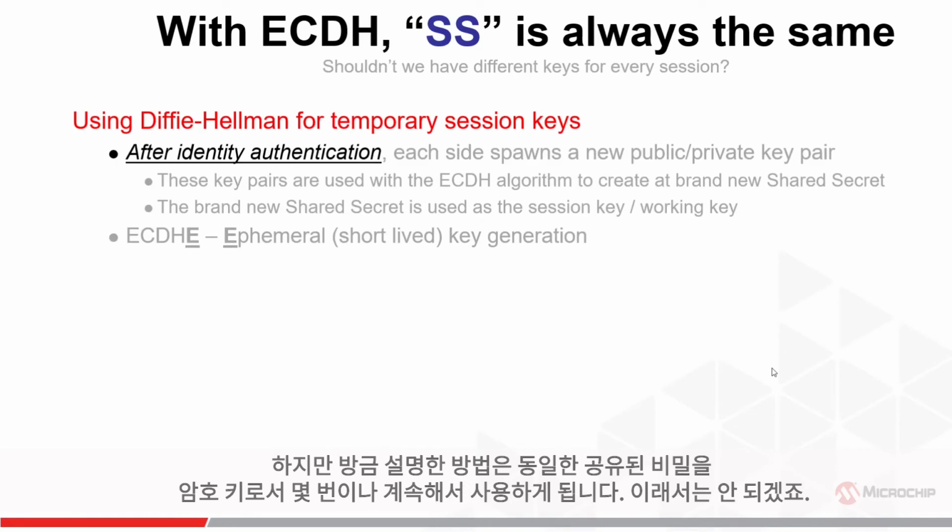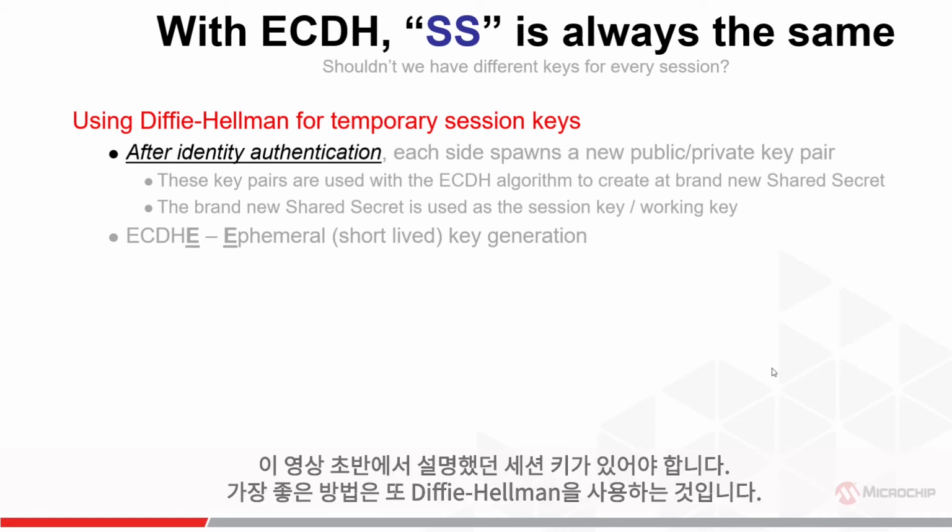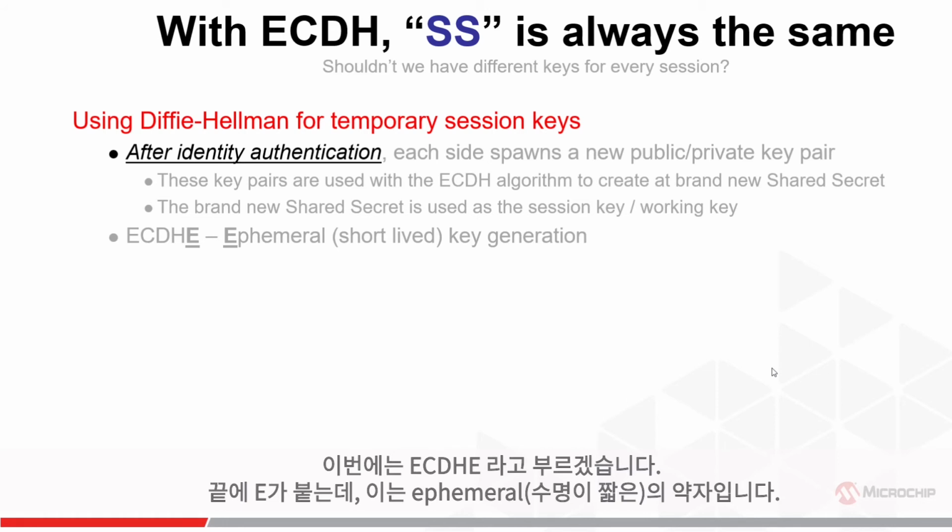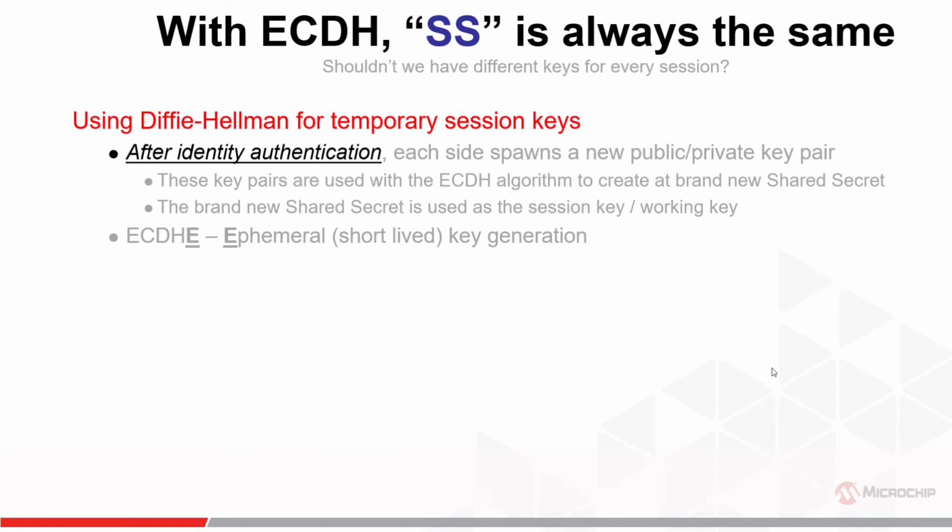But the method we just described would use the same shared secret over and over as the encryption key. We really shouldn't do that. We should have session keys. I explained this before in an earlier part of this presentation. So a best practice would be to use Diffie-Hellman again. This time it's called ECDHE for elliptic curve Diffie-Hellman ephemeral, ephemeral meaning short-lived.